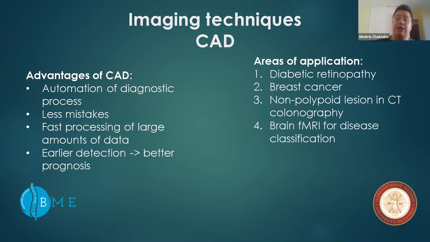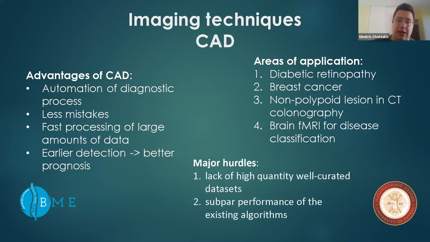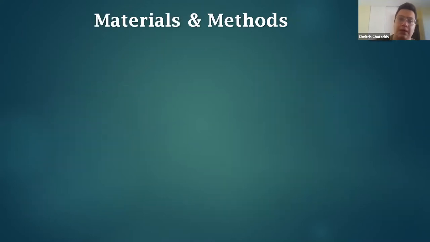Areas of application include diabetic retinopathy, breast cancer, non-polypoid lesions in CT colonography, and brain fMRI for psychiatric disease classification. Major hurdles include the lack of high-quality curated datasets and subpar performance of some of the existing algorithms.